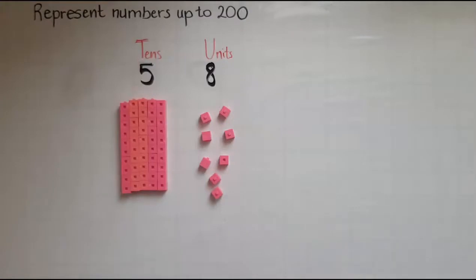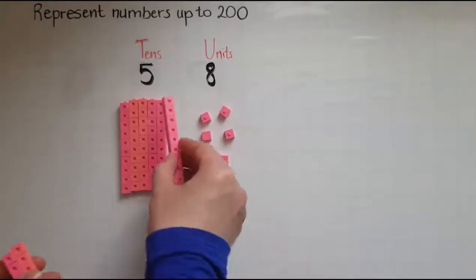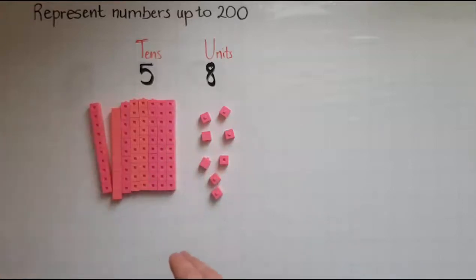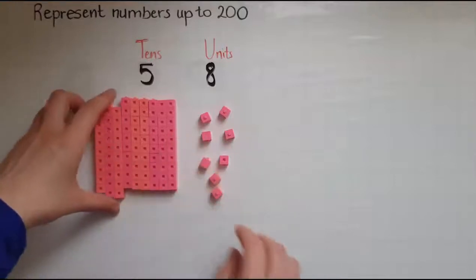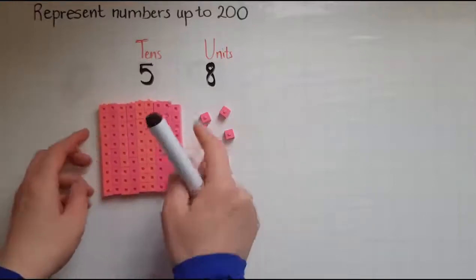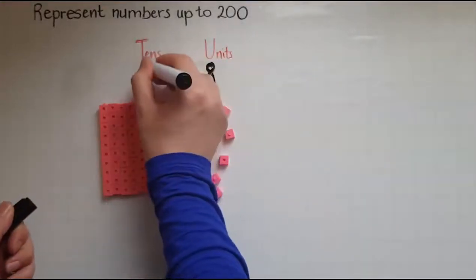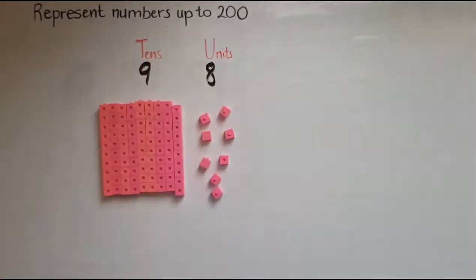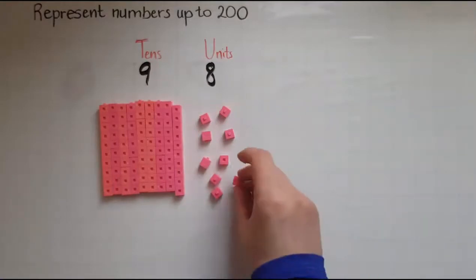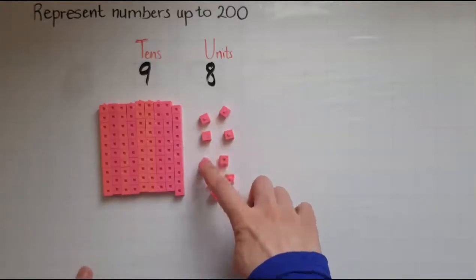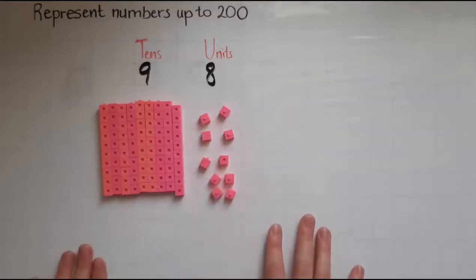If I had a few more of these, that make 60, 70, 80, and another one that makes 90. So 9 blocks of 10 will change this into a 9. So I've got 98. If I add 2 single cubes, what would happen? Now I've got 1, 2, 3, 4, 5, 6, 7, 8, 9, 10.